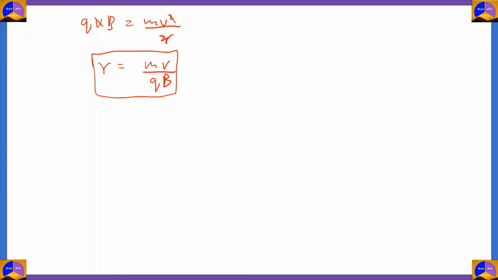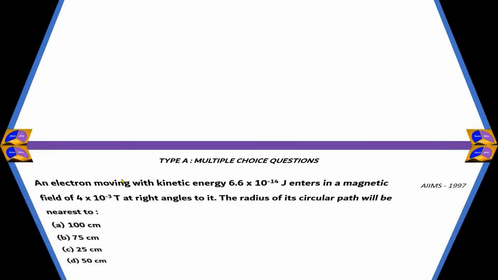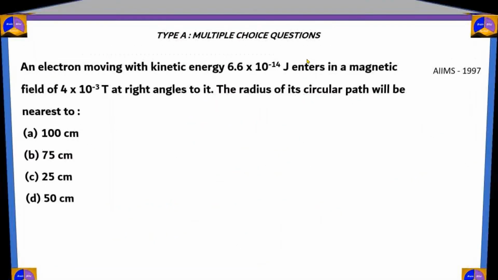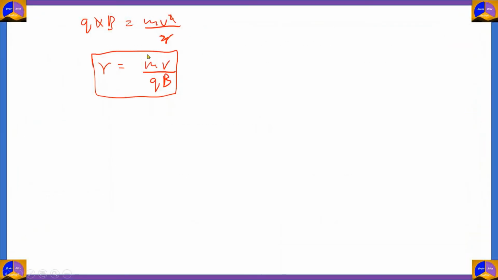Therefore, sin 90 will be equal to 1. So qvB is equal to mv squared by r. One of the v's gets cancelled. So r will be equal to mv divided by qB. And we're asked to find the radius of the circular path. So this is the formula that we should be using.